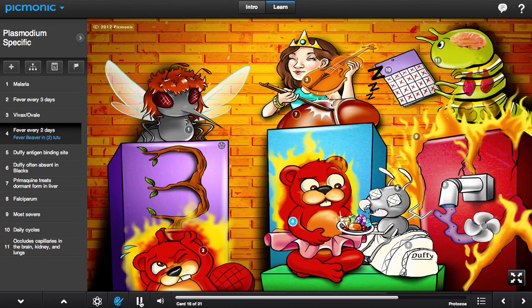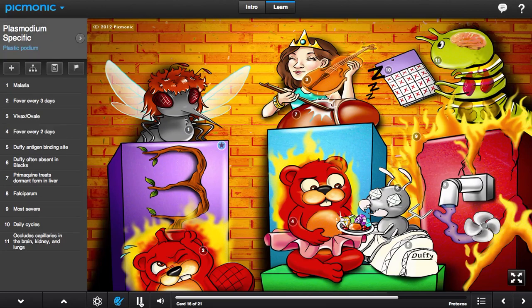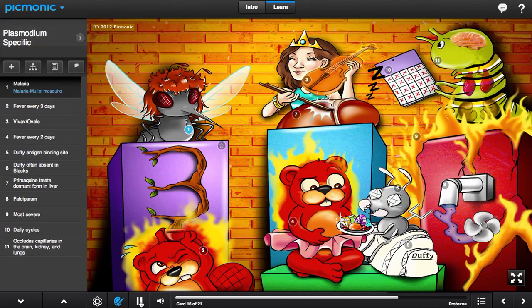We find ourselves in the middle of a dating game, where the contestants compete for the love of tutu fever beaver from plastic podiums. To the left is our first contestant, the mullet mosquito. But before he can even say a word, he's marked as third place in this race.